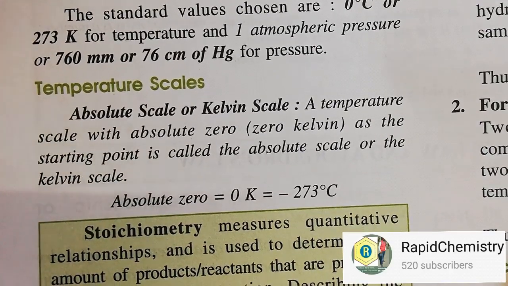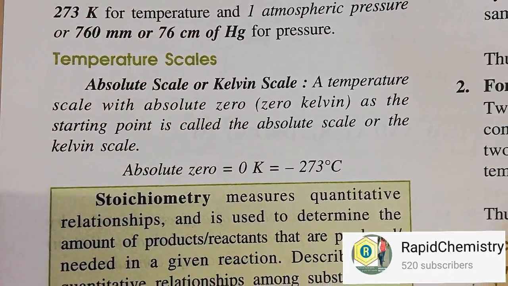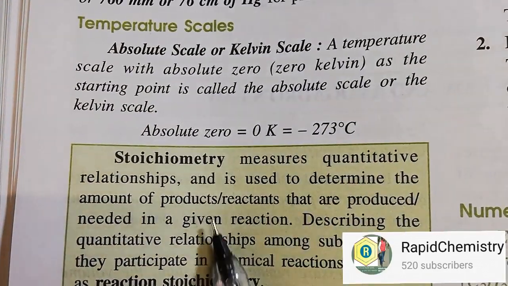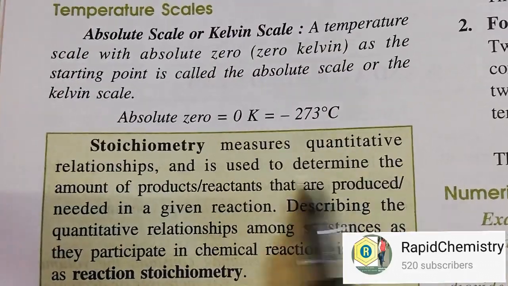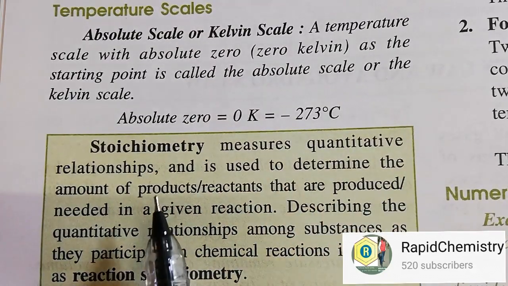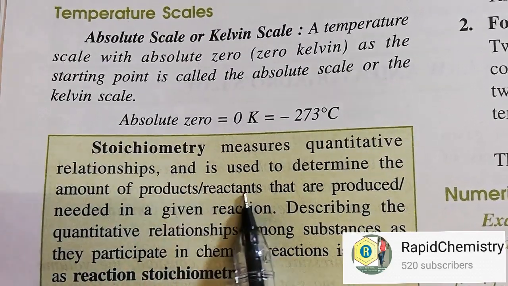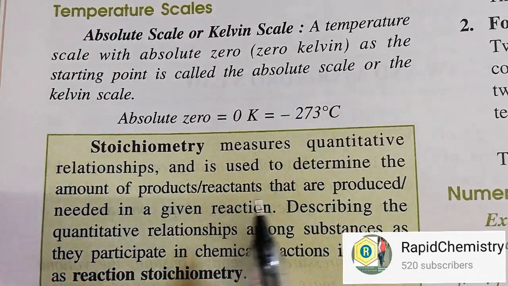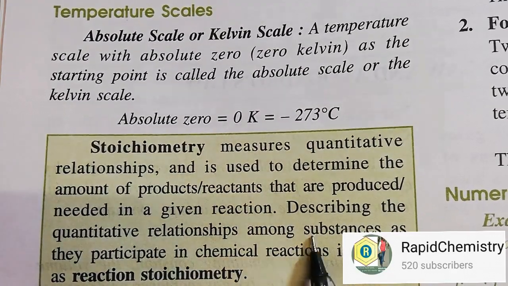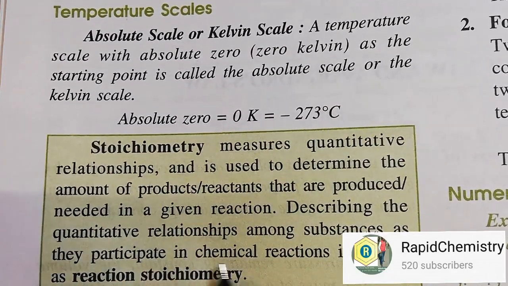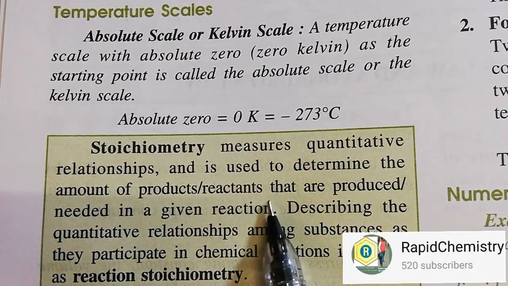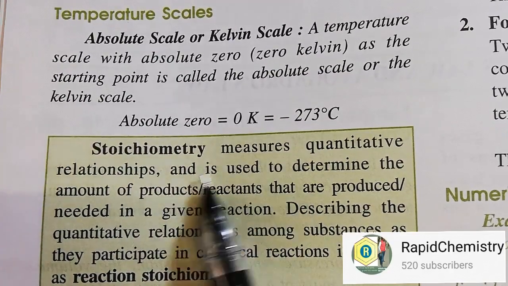As the name of the chapter is stoichiometry, what is stoichiometry all about? Here it has been written, so just read it out and try to explore. Stoichiometry measures quantitative relationships and is used to determine the amount of products and reactants that are produced or needed in a given reaction. Describing the quantitative relationship among substances as they participate in chemical reactions is known as reaction stoichiometry. We will discuss all these by taking lots of examples here.